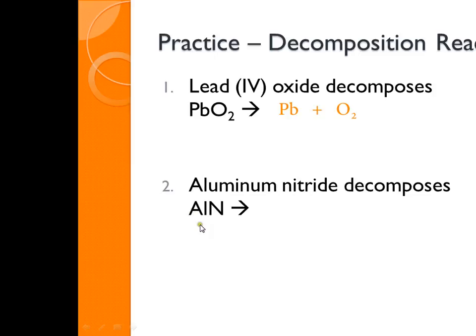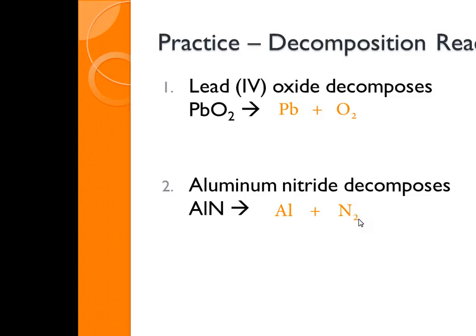Moving down to number 2, aluminum nitride decomposes. So we have aluminum, which is Al, and we have nitrogen. So we're going to break this down into Al plus N. Now N2 is one of those elements that has to be diatomic. We have to have 2. It can't be by itself. So our formula for N has to be N2. The final step is to balance this equation.